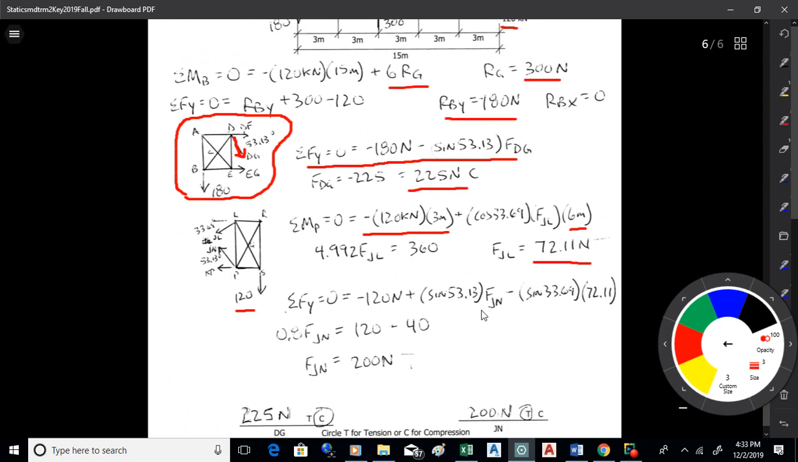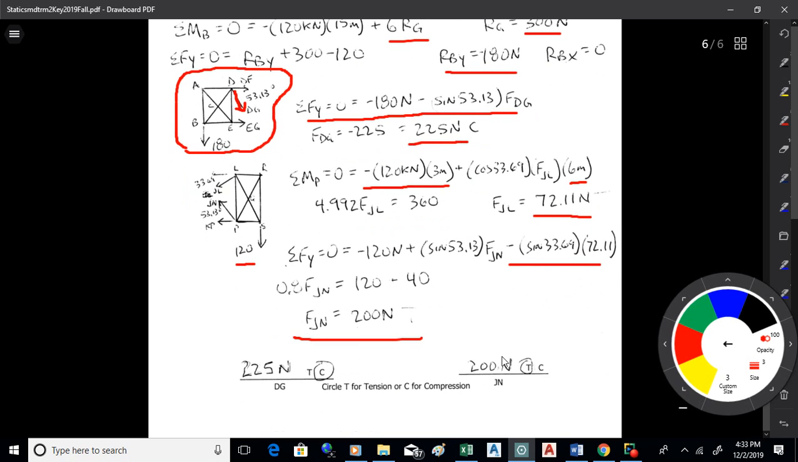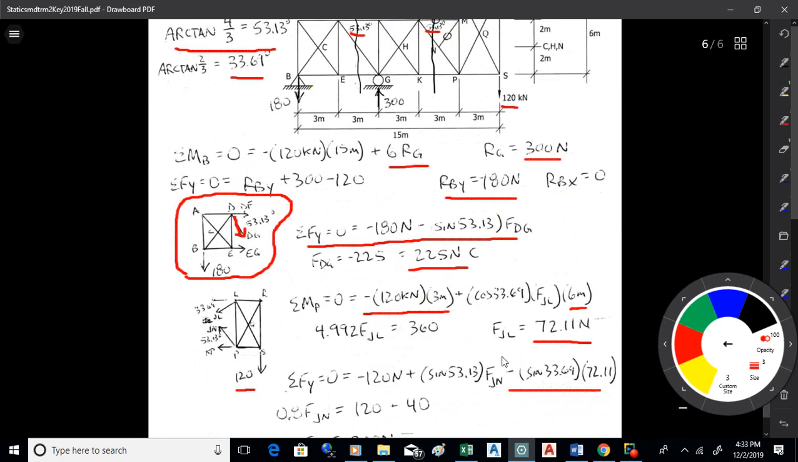72.11. Once I've got that, I can just go sum of Fy and set it equal to 0 for that joint. I'll get the minus 120 plus sine 53.13 times FJN, which is the one I don't know, minus sine 33.69 times the 72.11 that I just found. Solve for JN, and it's 200. Okay, so there's our run through the test.